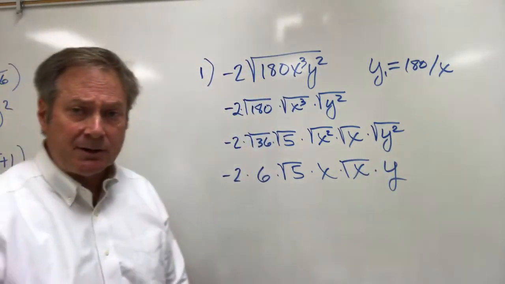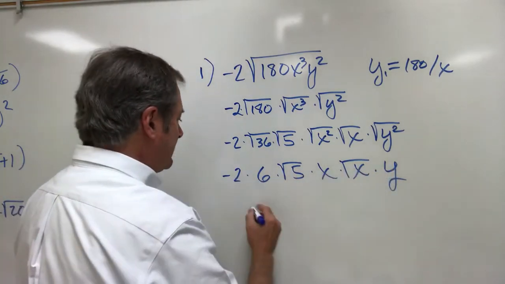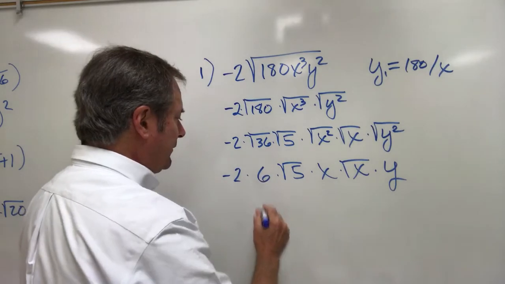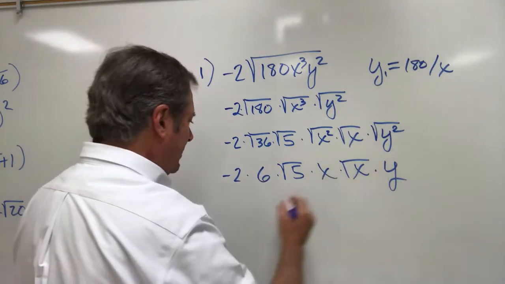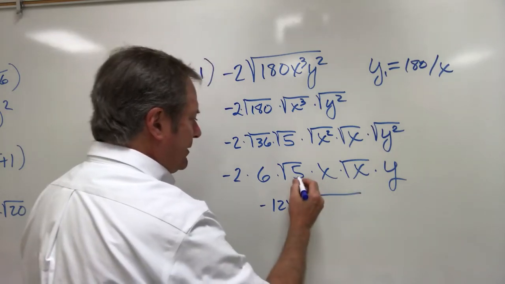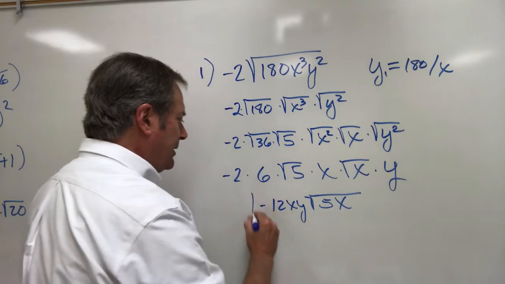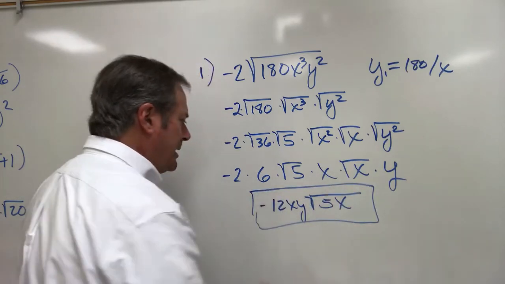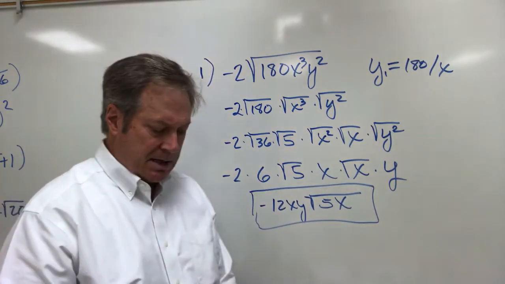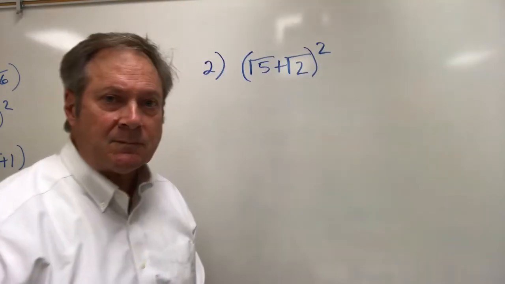Then the final thing we do is that we multiply everything that's not under the radical sign. So -2 times 6 is -12 times x times y, and then we put everything under the radical signs together. So -12xy times the square root of 5x.